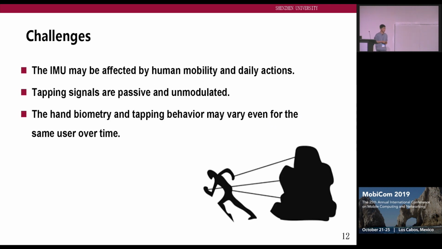The challenges here are, firstly, the IMU may be affected by human mobility and daily actions when we are typing. We may type and walk at the same time, right? Secondly, the tapping signals are passive and unmodulated, so it is difficult to classify these different locations. Third, the hand biometry and tapping behaviors may vary even for the same users over time.